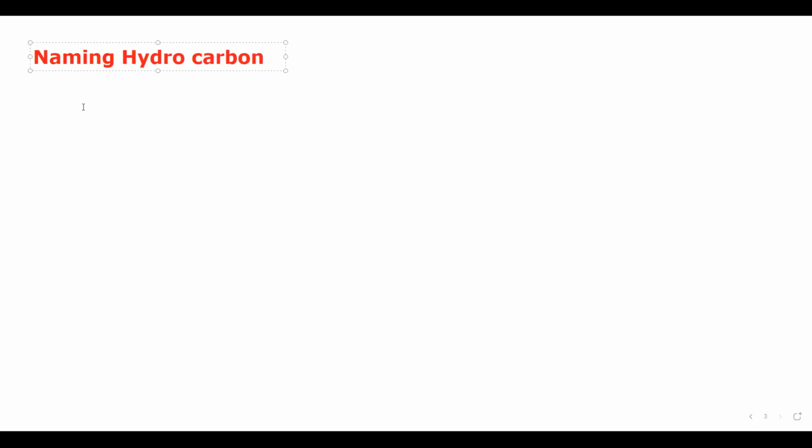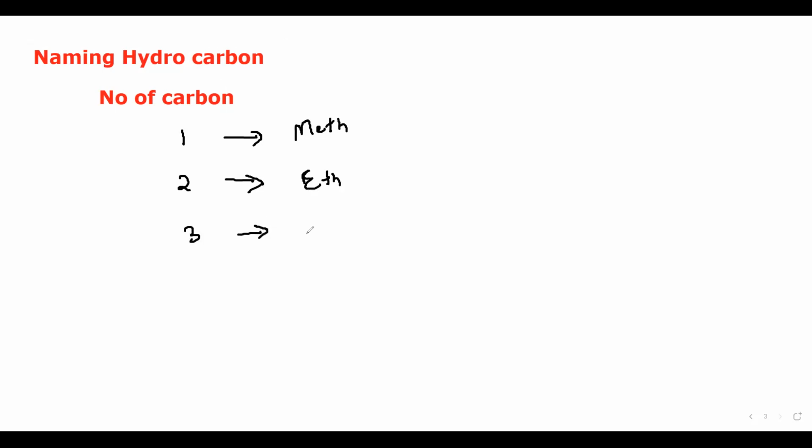So how to name a hydrocarbon? It depends on the number of carbons. Using the number of carbons, you can name them. If it contains one carbon, the name should start with meth, M-E-T-H, meth. If it contains two carbons, you have to learn this table. It should be eth. If there are three carbons, it will be prop. If there are four carbons, it should be but. If five carbons, it should be pent.